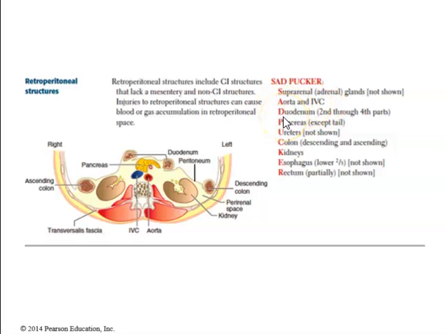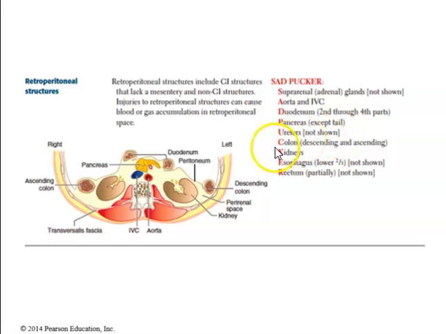D stands for duodenum. The second through the fourth parts of the duodenum are considered retroperitoneal, whereas the first part is still within the peritoneal cavity, since there are 4 parts to the duodenum. P is the pancreas. All parts of the pancreas except for the tail are retroperitoneal. U is both ureters, right and left.